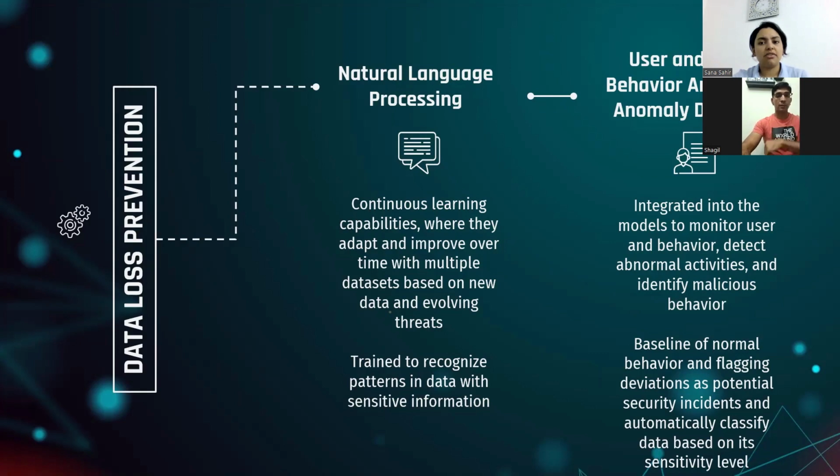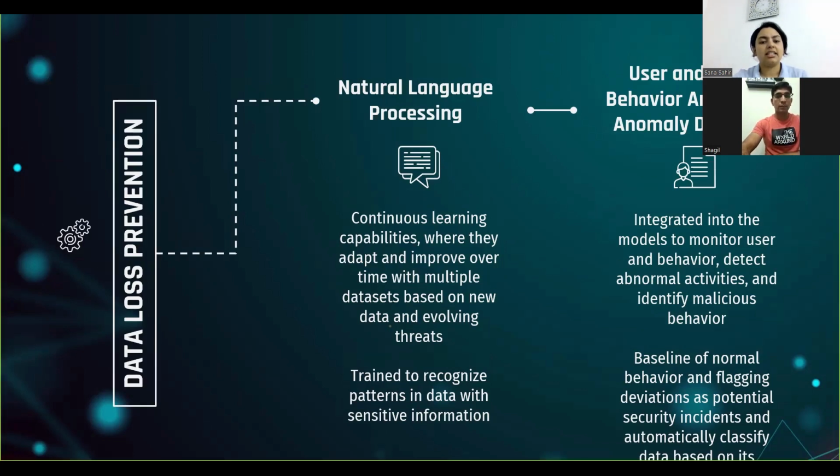User and entity behavior analytics is basically a model that is able to utilize and detect user behavior and detect abnormal activity on the network and malicious behavior and categorize it accordingly. While finally, anomaly detection basically creates a baseline of user behavior, and any deviations from it are categorized as a security threat, and it is able to classify data based on its sensitivity level.